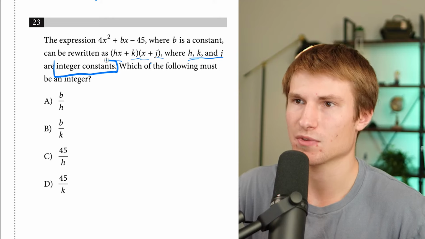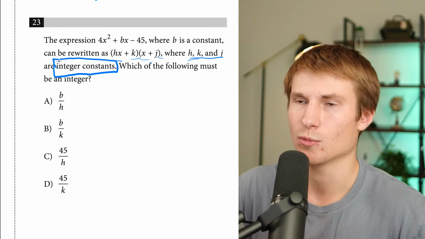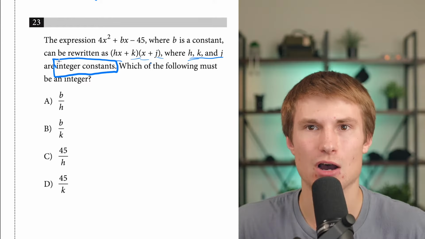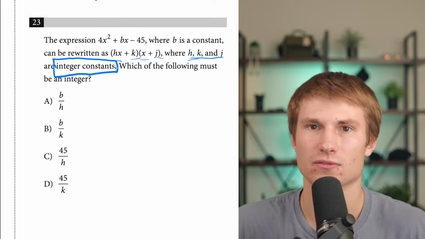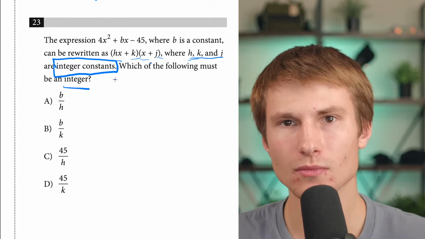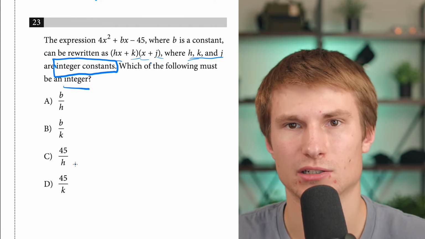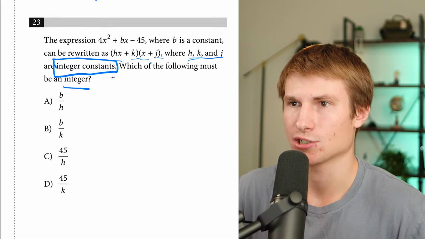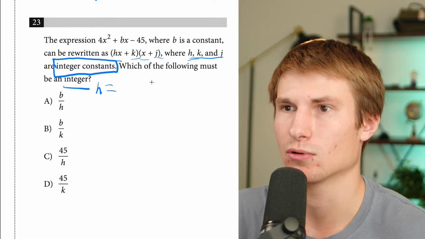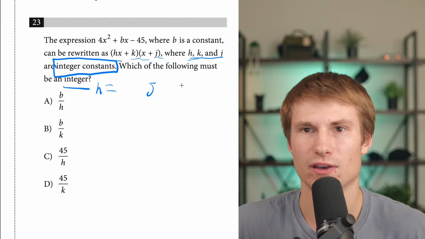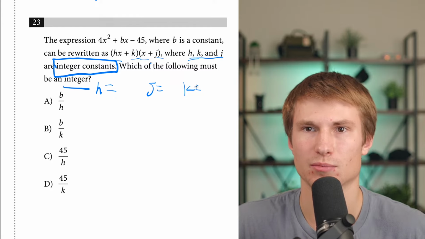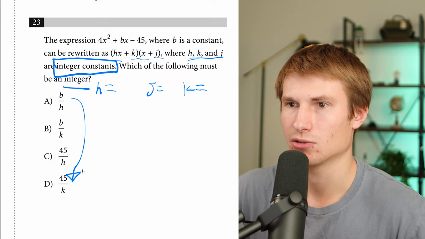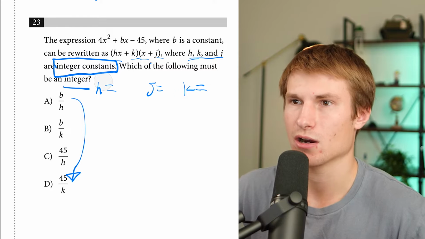Anytime you're told something is an integer, or is negative, or is positive, or is a maximum, or a minimum, things like that, always pay really close attention to it. Which of the following must be an integer? Okay, so we need to solve for which one of these is going to be an integer. We're told h, k, and j are integer constants, so we're probably looking for the value of h, j, or k, and most likely one of their values would be included here because they are integer constants.